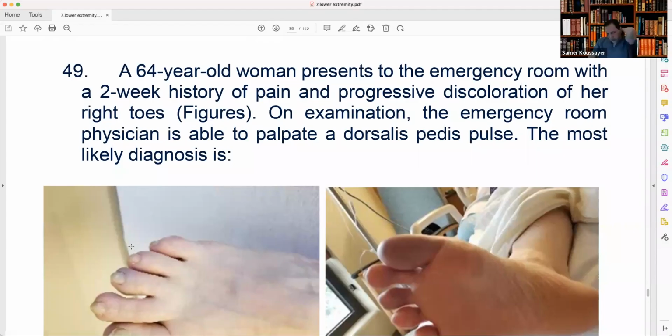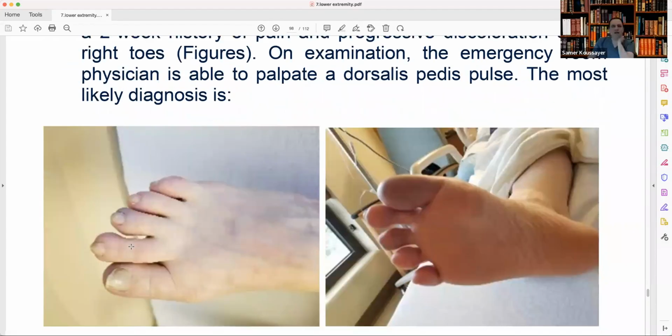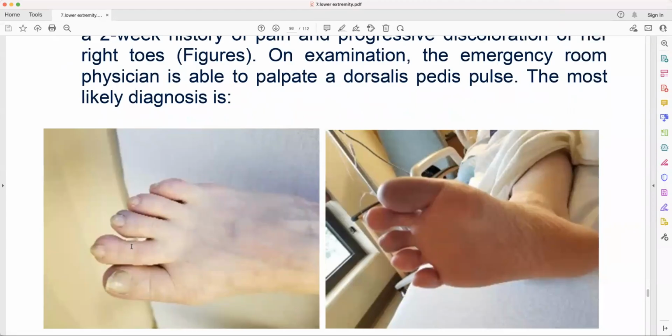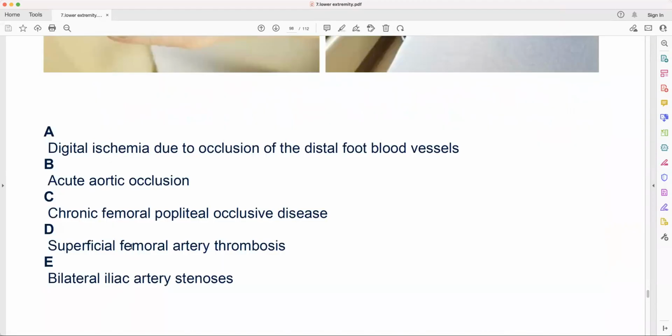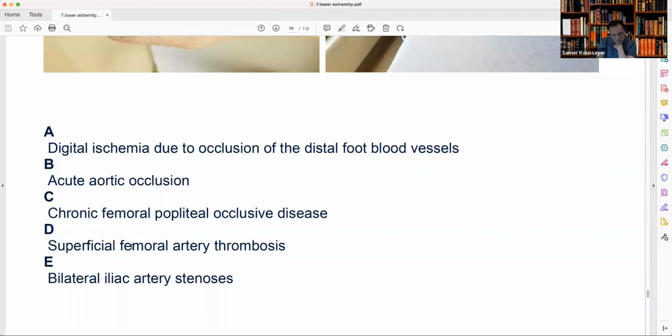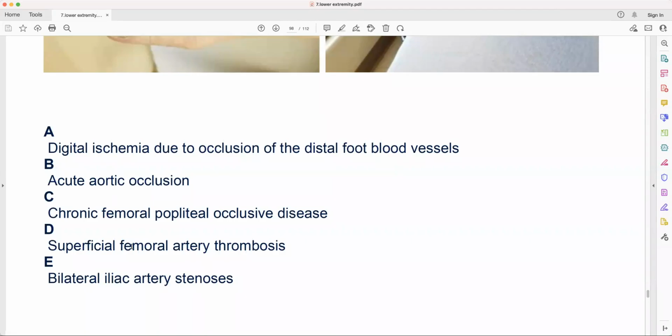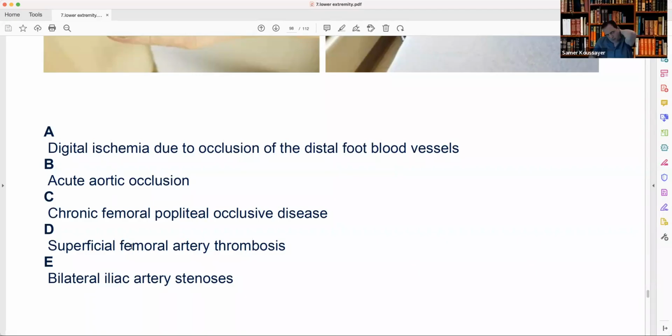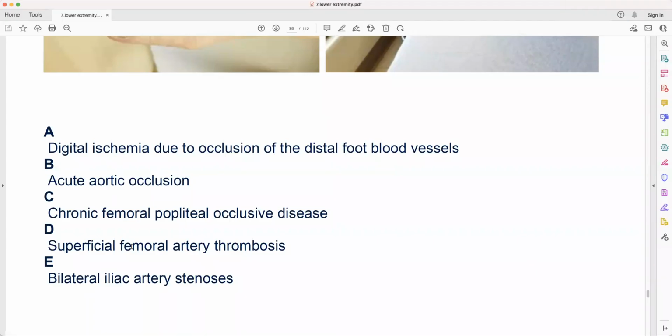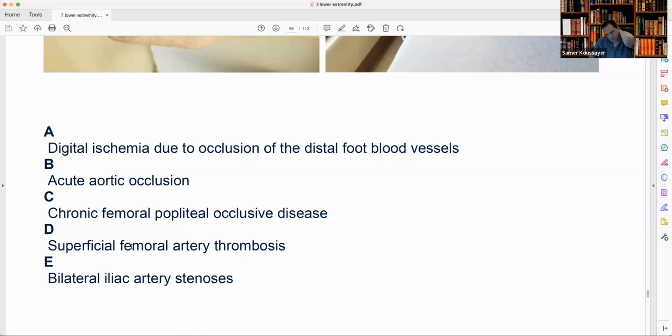Well, let's see what options they gave you here. The question is asking what the likely diagnosis is. The option: digital ischemia due to occlusion of the distal foot blood vessels. Yes, this is what you said now, but it is not the pathology. Acute aortic occlusion? No, because it would be more aggressive, and here the pulses are intact. Pulses would disappear. So it's not aortic occlusion.